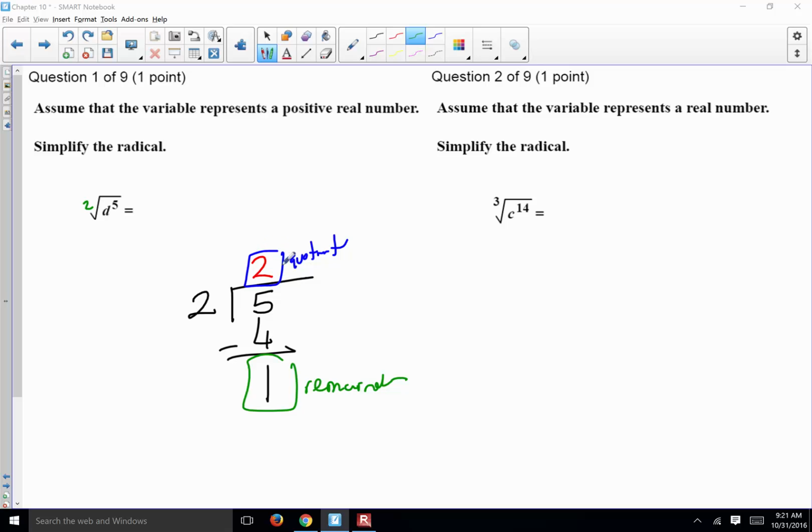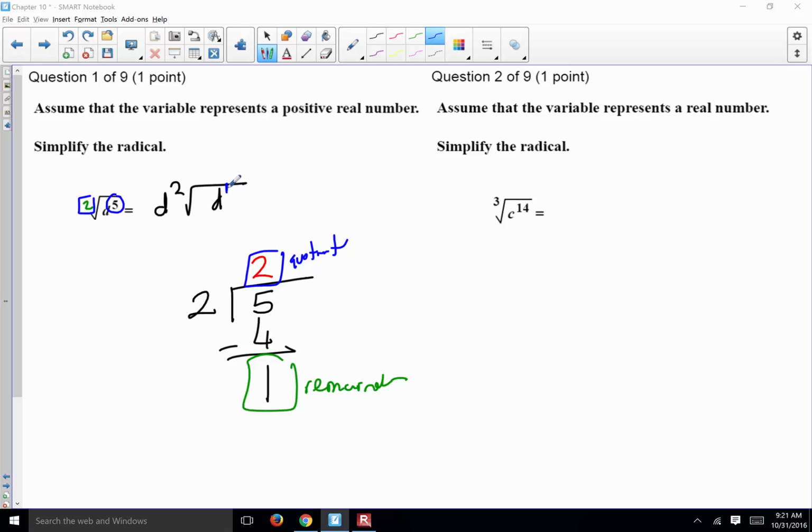The result will be using blue and green. Again, this means how many d's come out. I see 2, so 2 goes right here. And this says how many d's are left inside, which is just 1. You don't even need to show the 1, so you can just write d to the first, d. So basically, you divide the number in by the number out.